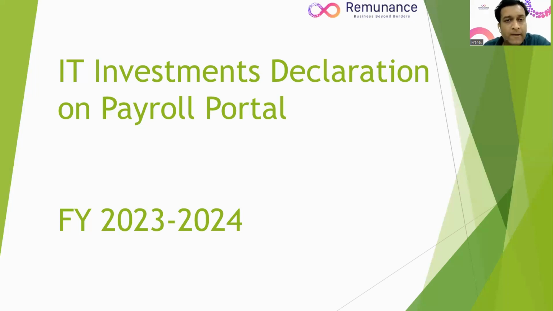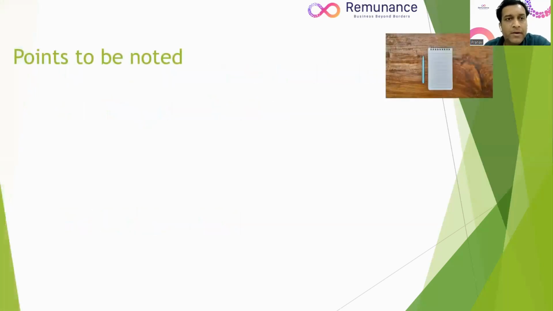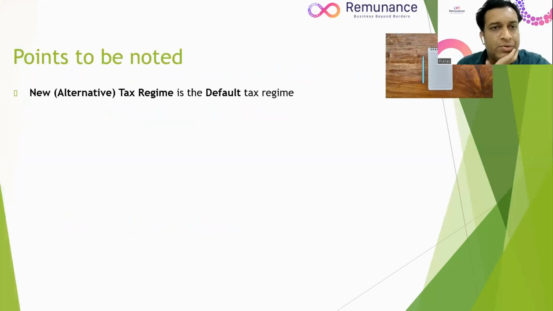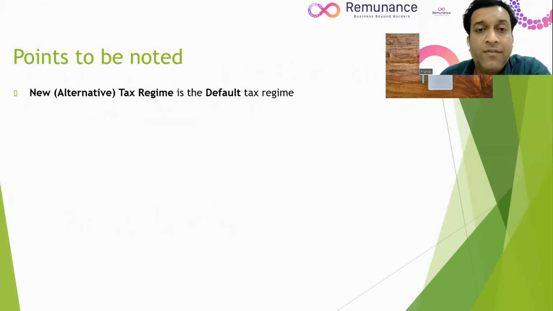So let's first look at what are the changes, as compared to the last financial year. Okay. So yeah, as we discussed, this new regime, which is also called the alternative tax regime, is the default tax regime. What is the meaning of default? It is until it is changed, that is assumed that you are opting for the new regime. This is for the income tax purpose. Remember, we are not talking about the portal. This is for the income tax return purpose. This will be your assumed tax regime.